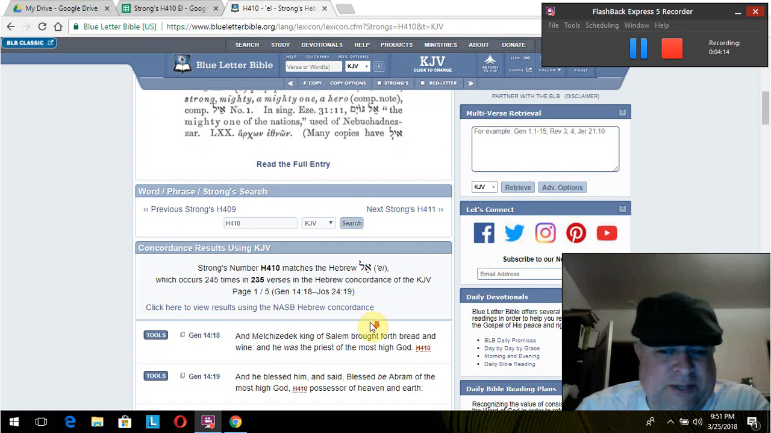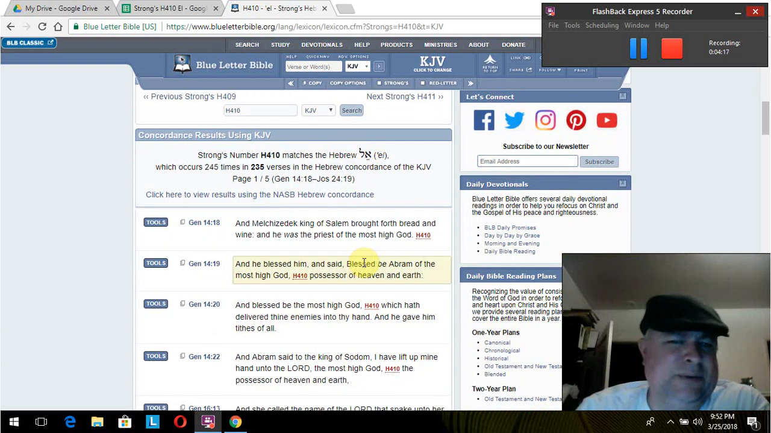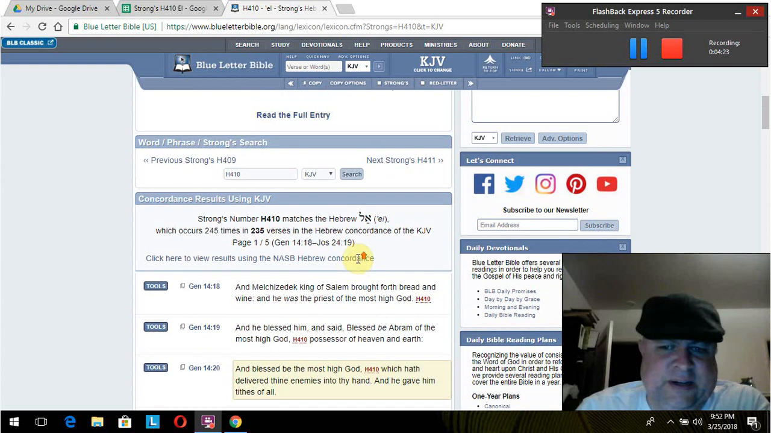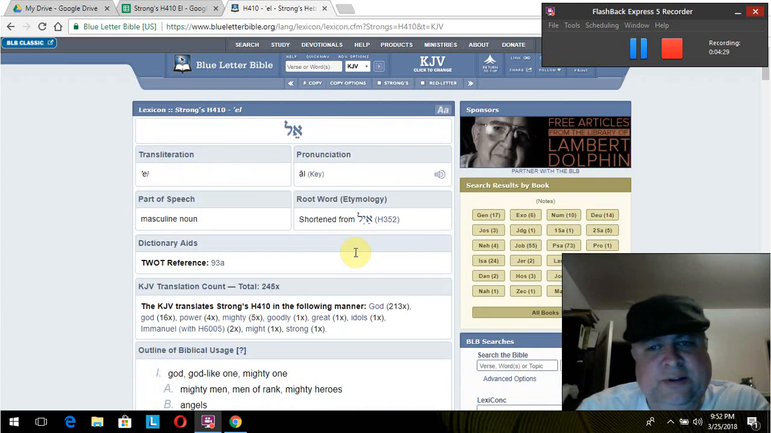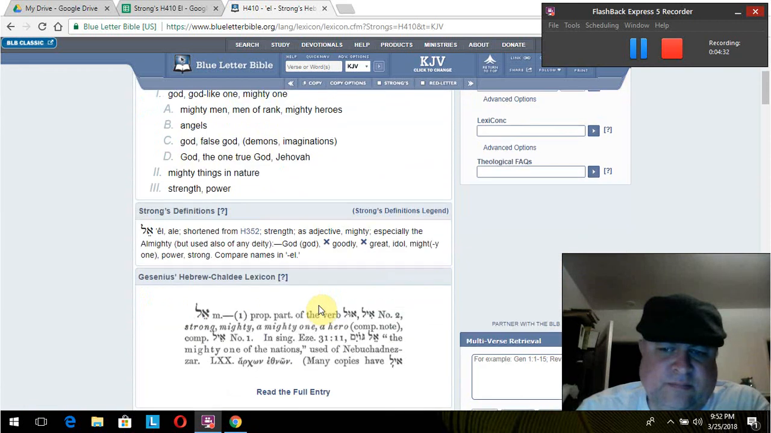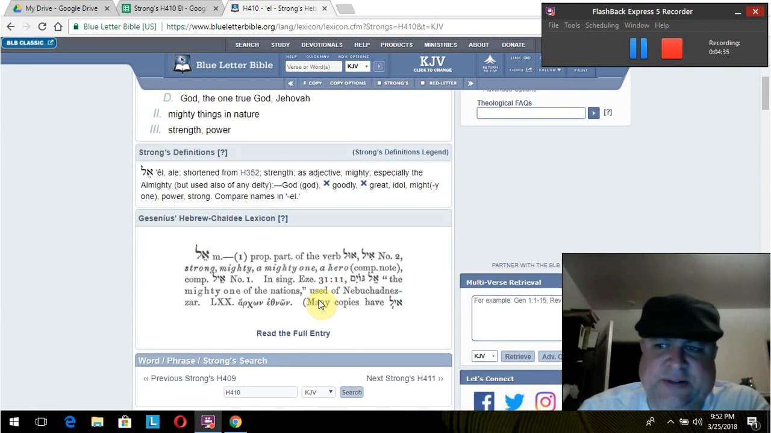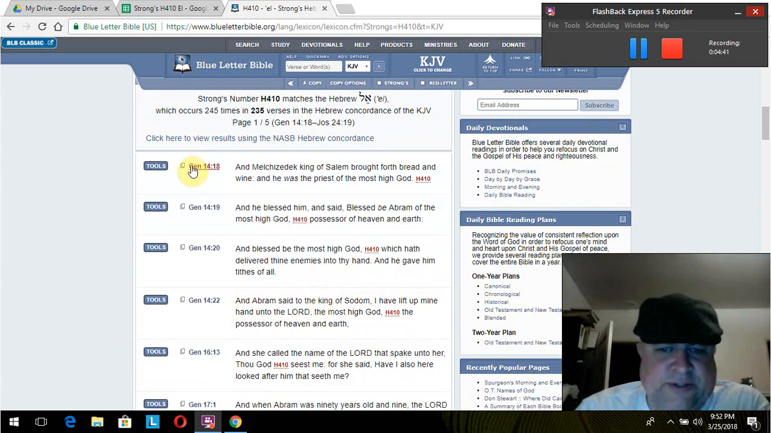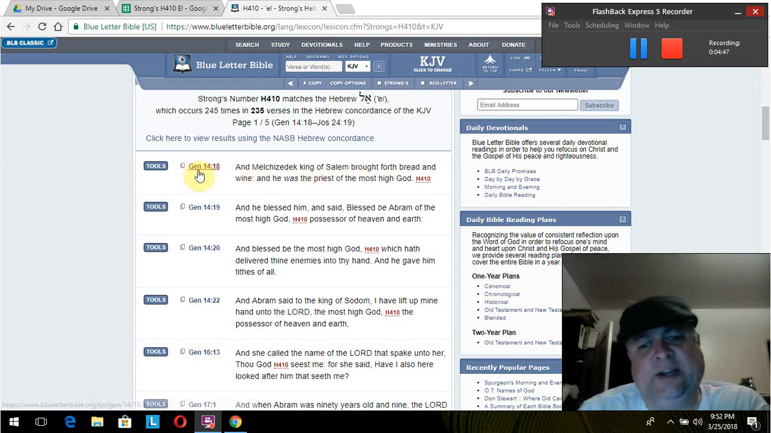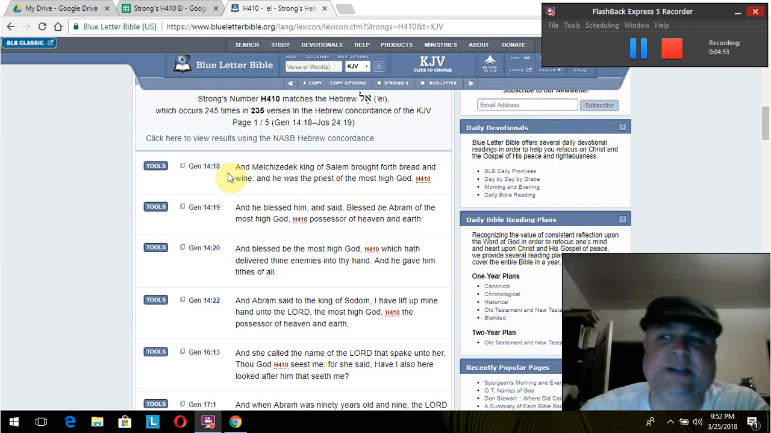I'm using the Blue Letter Bible website, because that one just has a very good module to read the Hebrew with the Masoretic text translation. The first occurrence we see is in Genesis 14, verse 18. Okay, and this begins the story of Melchizedek, king of Salem.